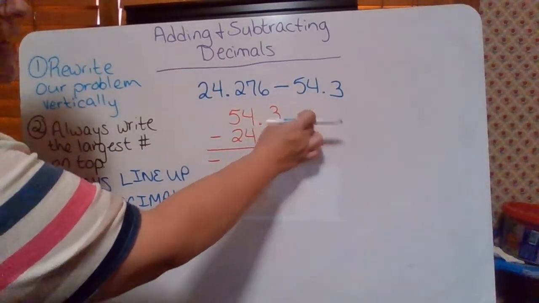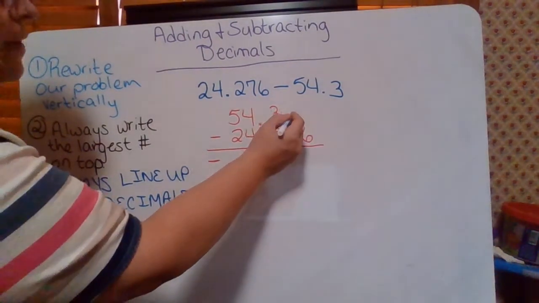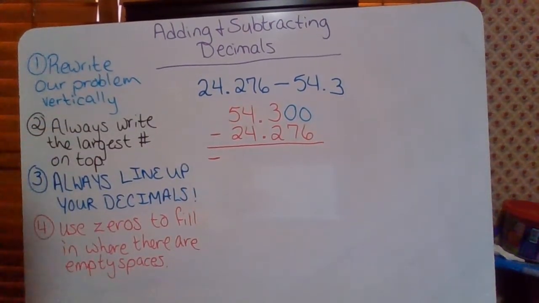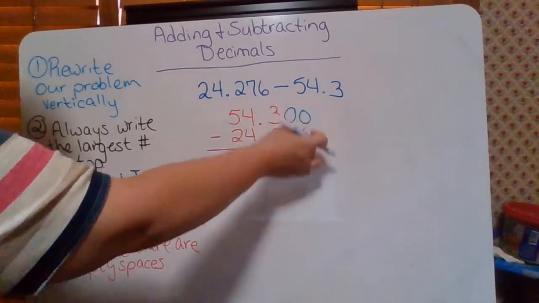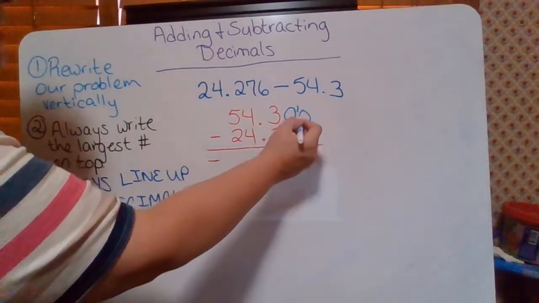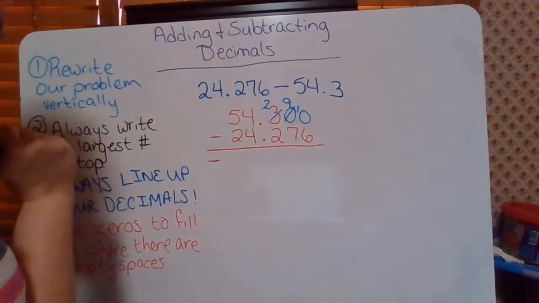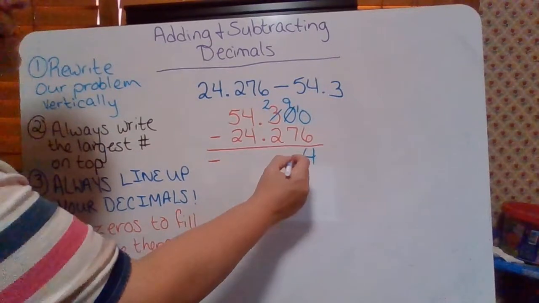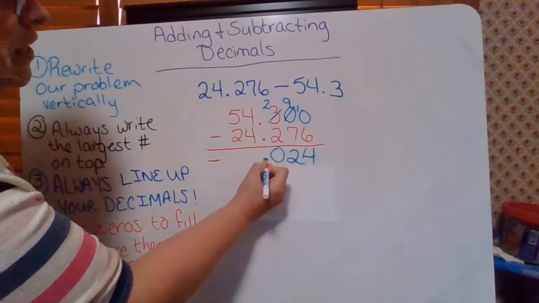You see, there's nothing here. Okay, so what do we do? Well, this is where we add in zeros. Those are going to come in handy right now. All right? So now, can I say take 6 from 0? No. So I've got to make that a 10. This is now a 9, and this is now a 2. So 10 minus 6 is 4. 9 minus 7 is 2. 2 minus 2 is 0, and that decimal comes straight down.